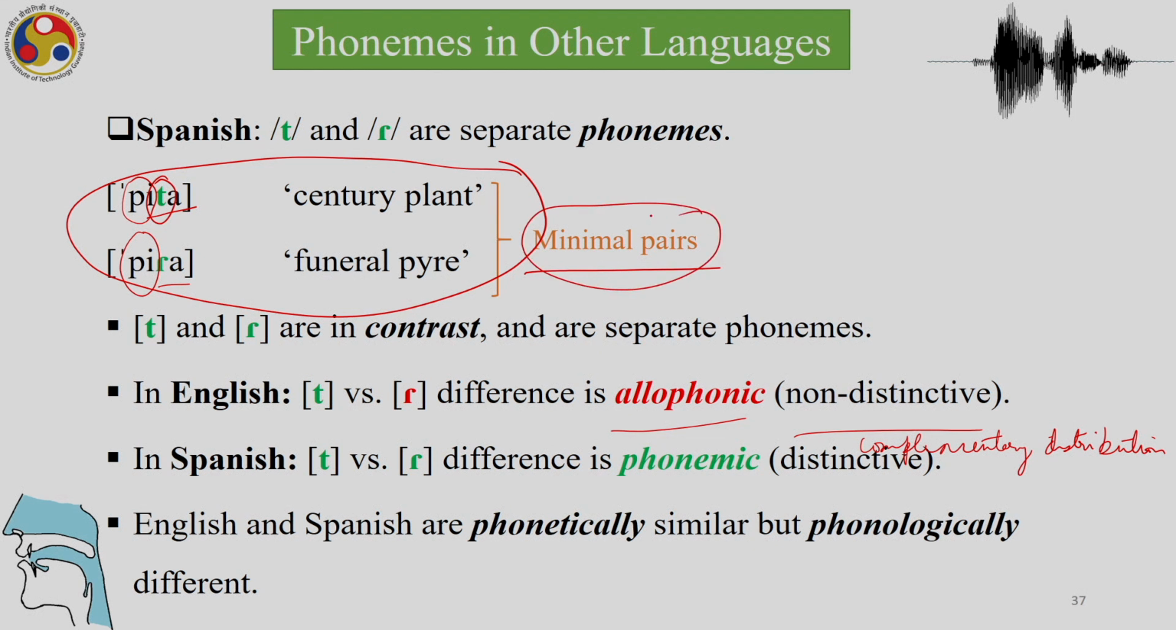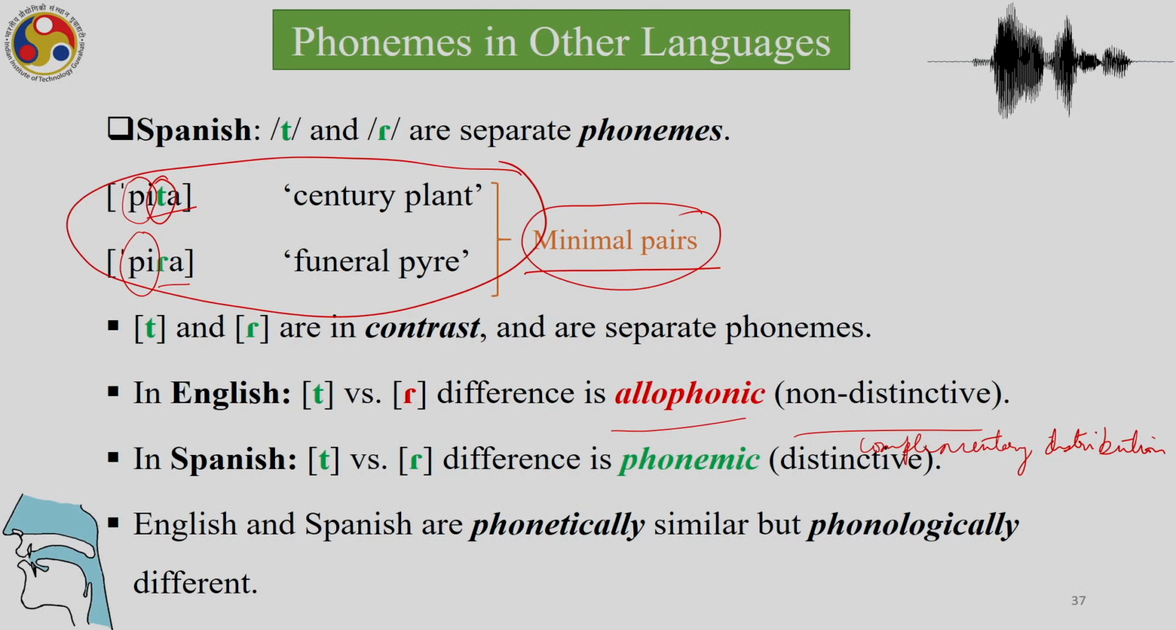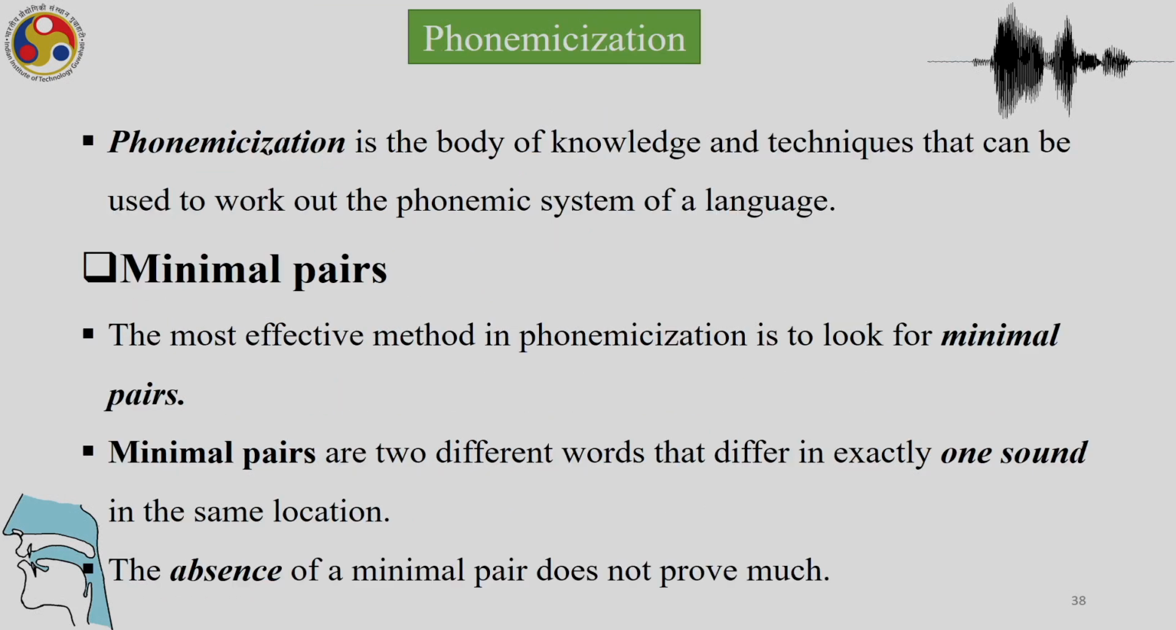because in Spanish they are phonemes. So phonemicization is the body of knowledge and techniques that can be used to work out the phonemic system of a language. And minimal pairs, the most effective method in phonemization, is to look for minimal pairs. And minimal pairs are two different words that differ in exactly one sound in the same position, exactly the same position as we saw for Spanish. With regard to Spanish, the t and the flap are both occurring in exactly the same position, and these are two different words with two different meanings.